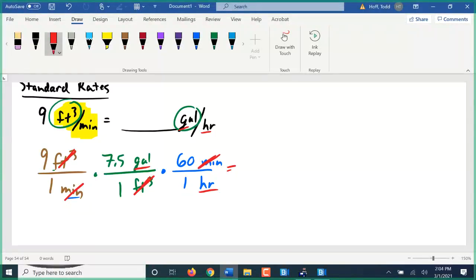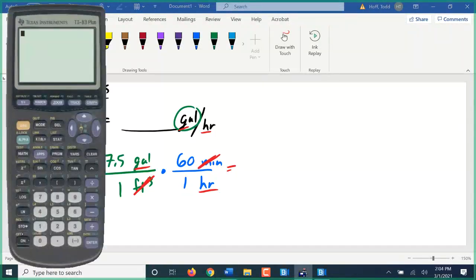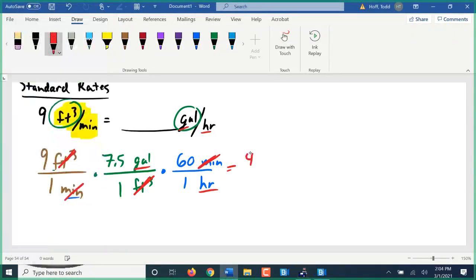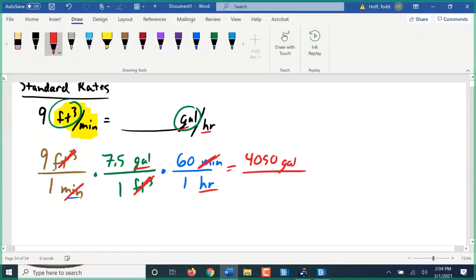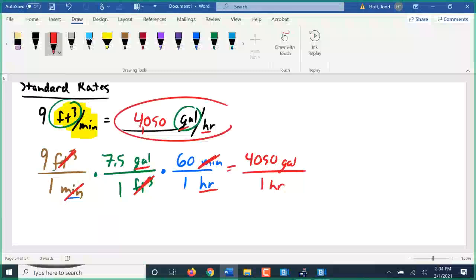So on top, we have 9 times 7.5 times 60, 4,050. That is gallons on top. On bottom, 1 times 1 times 1 hour is just 1 hour. So that is simply 4,050 gallons per hour.